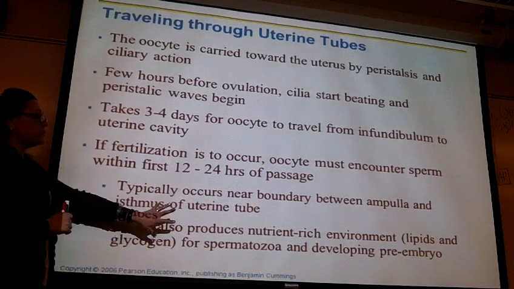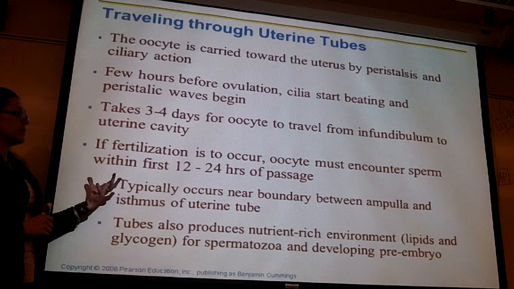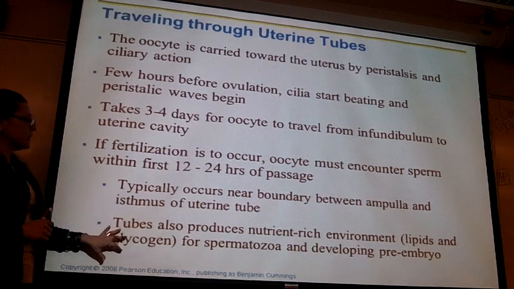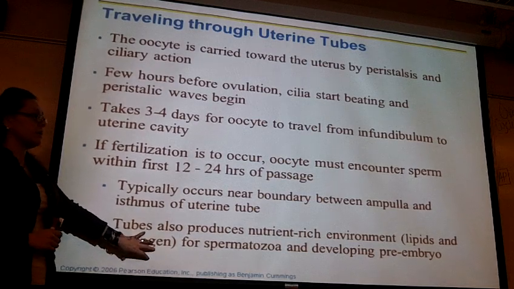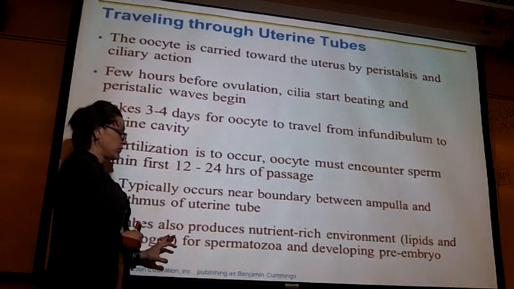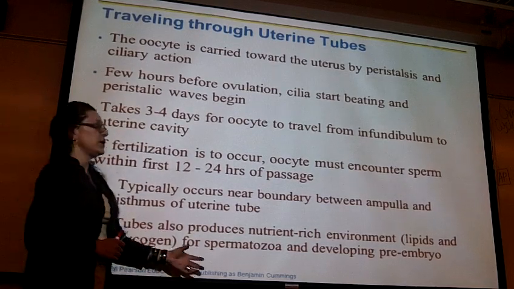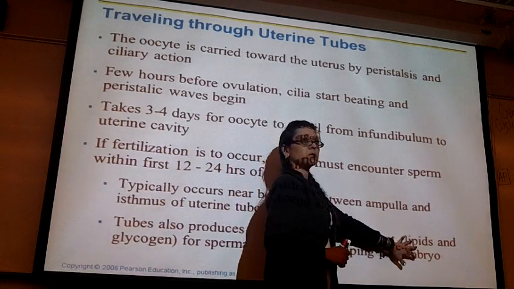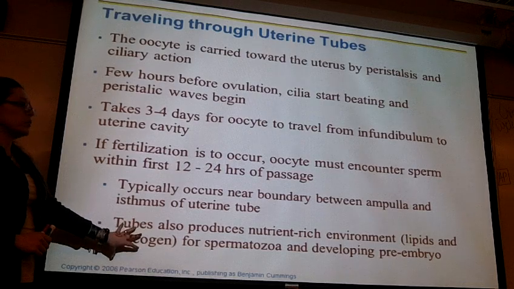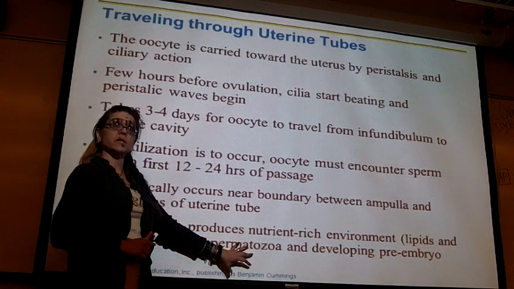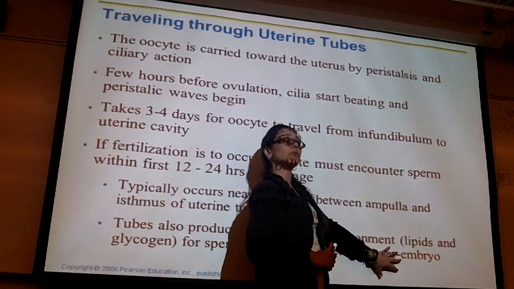And the tubes are releasing nutrients. They're secreting lipids. They're secreting glycogen, and the sperm cell can use that glycogen, even though it prefers fructose. It can get glucose from it and use that to make ATP. It can use the lipids also to make ATP. Those nutrients that the fallopian tube is secreting can help the sperm stick around for a couple of days, but it's also going to be important for the pre-embryo.